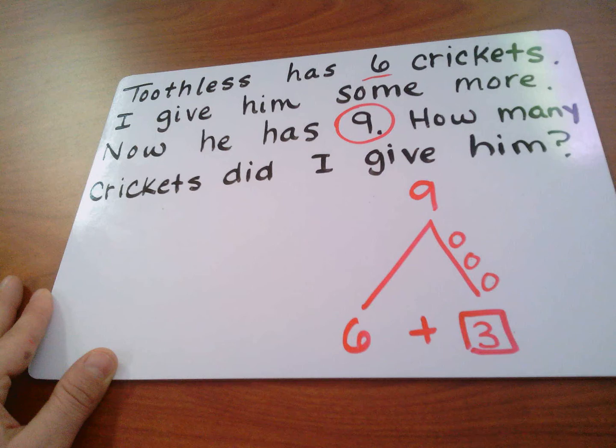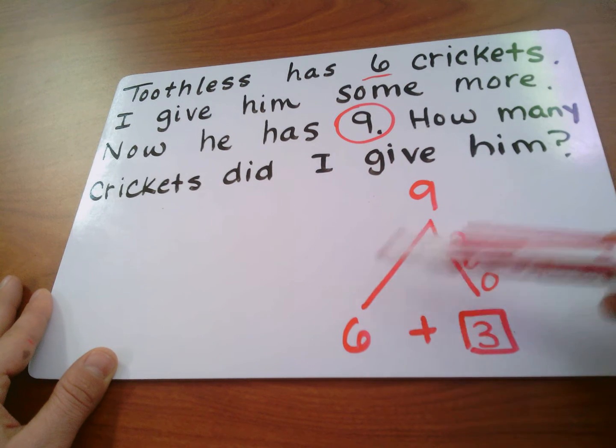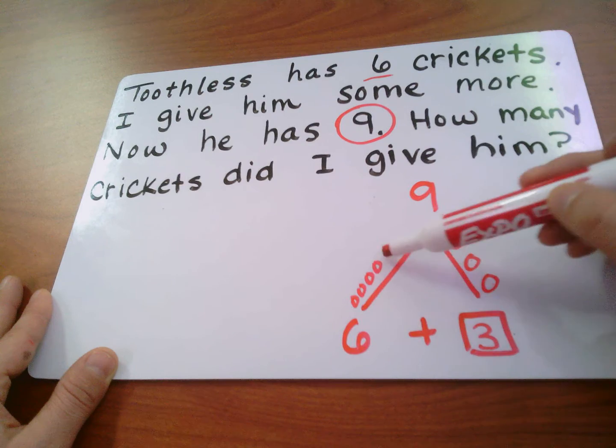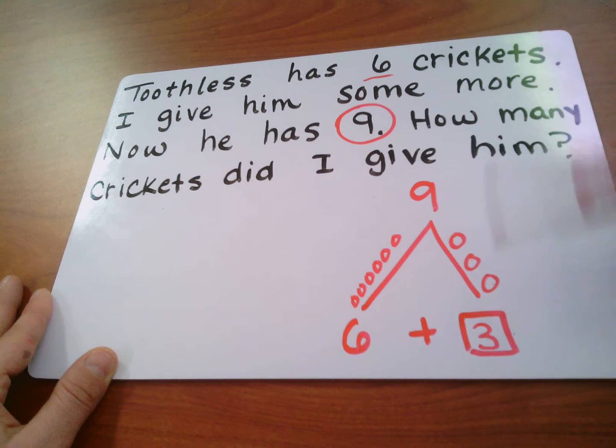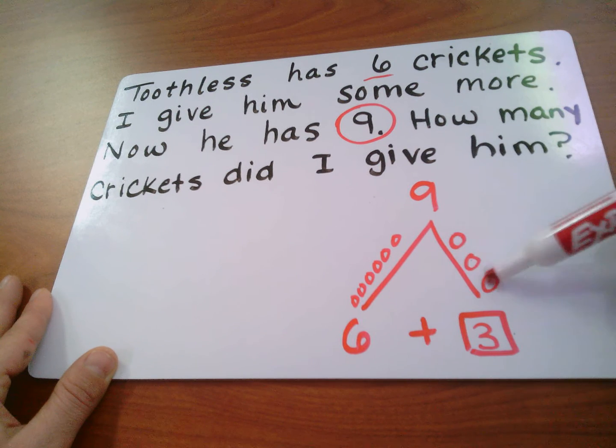And remember, you can double check your work. There's a couple ways you can do it. You can draw 6 tiny tumblers over here. 1, 2, 3, 4, 5, 6. And then add them to these 3 and make sure you get a total of 9. So 6, 7, 8, 9. Yes, it works. Or you can draw a circle drawing.